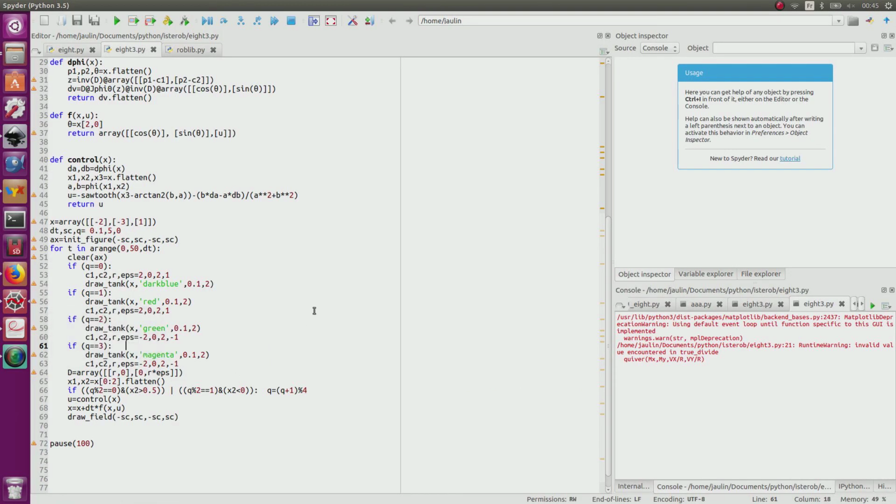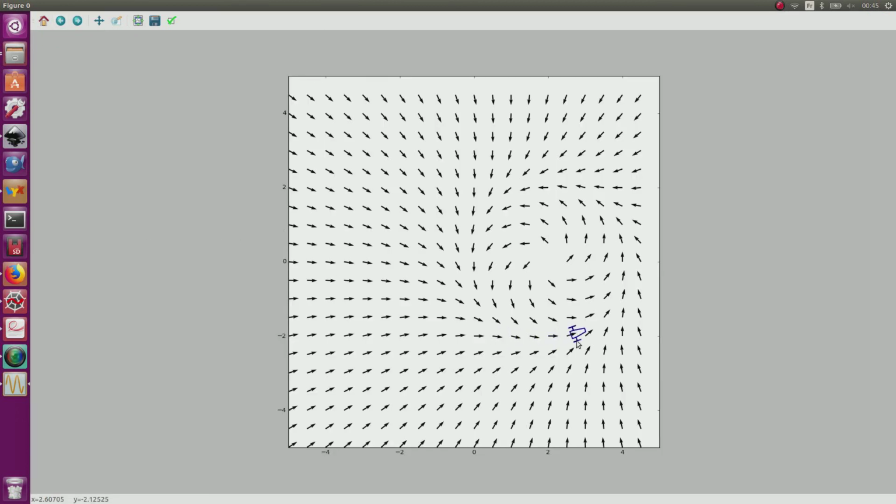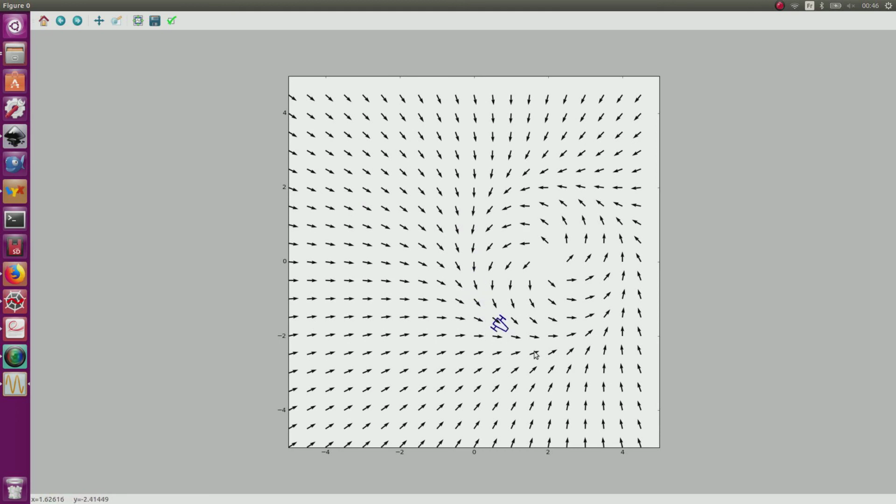I switch to Python. This is my program. I run it. I am blue at the beginning because q equals 0. Then red, q equal to 1. Then q equal to 2. And q equal to 3. And I will come back to q equals 0. And my car performs the 8-shaped circuit forever.